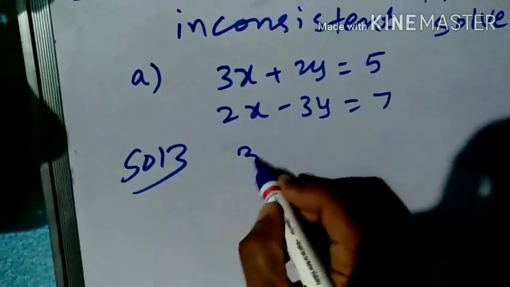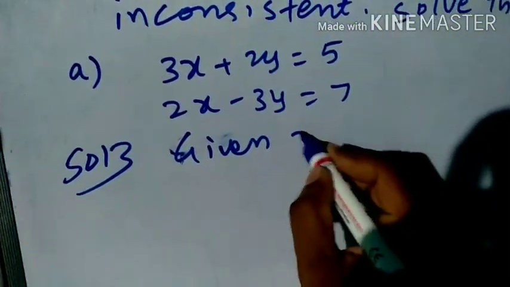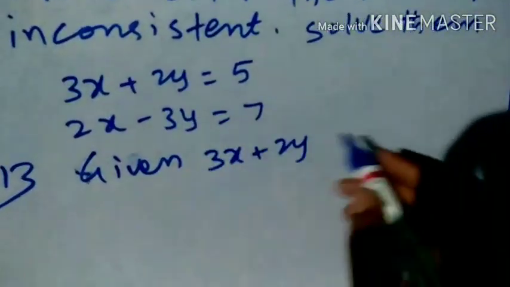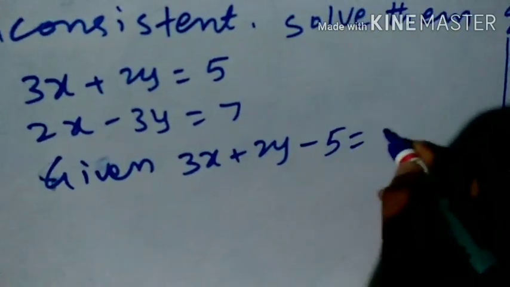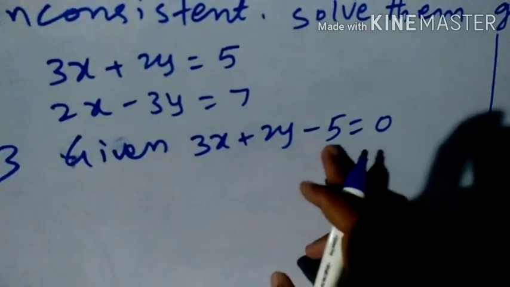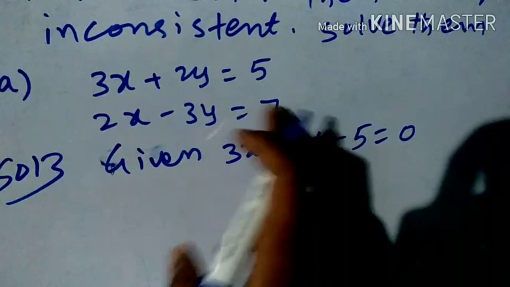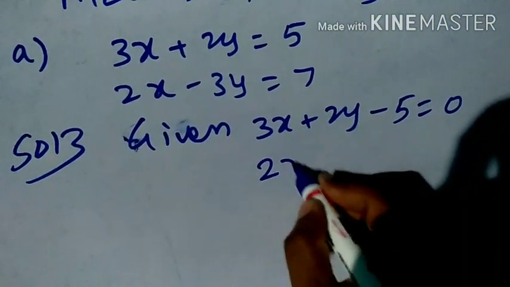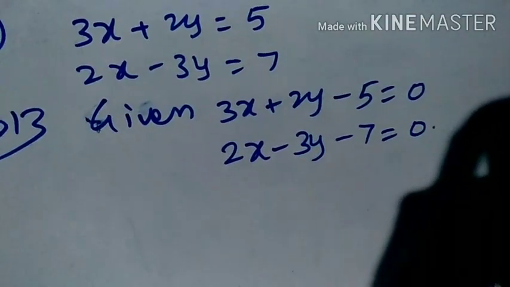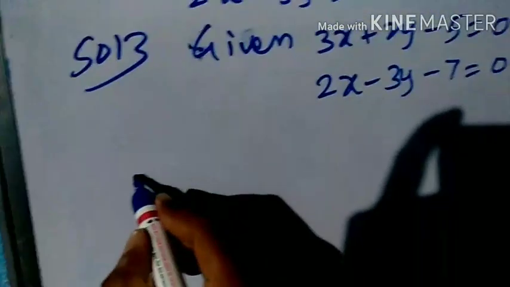So solution, given 3x plus 2y, transpose the 5 to LHS, so it is plus becomes minus, so it is 3x plus 2y minus 5 is equal to 0. Transpose 7 to LHS here, so 2x minus 3y minus 7 is equal to 0.